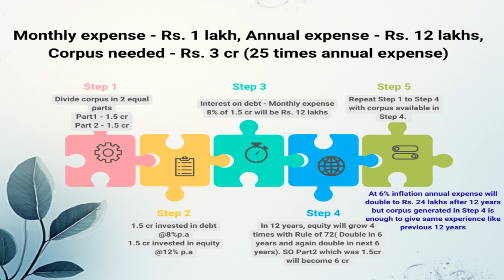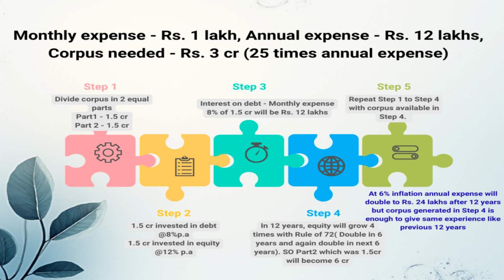In case 1, the monthly expense is 1 lakh rupees, the annual expense is 12 lakh rupees, and the corpus required is 25 times the annual expense, which is 3 crore. In step 1, we divide this corpus into two equal parts, part 1 of 1.5 crore and part 2 of 1.5 crore. In step 2, we invest part 1 at 8% in a debt instrument, and part 2 in equity at 12% per annum. In step 3, 8% of 1.5 crore is 12 lakh rupees, which is going to easily cover our annual expenses.